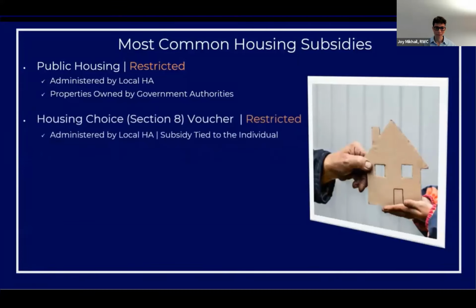Another restricted program is the Housing Choice Voucher Program, formerly known as Section 8. It is like public housing. It too is funded through HUD. It's administered by a local housing authority and available for low-income families and individuals whose household income is less than 80% AMI.